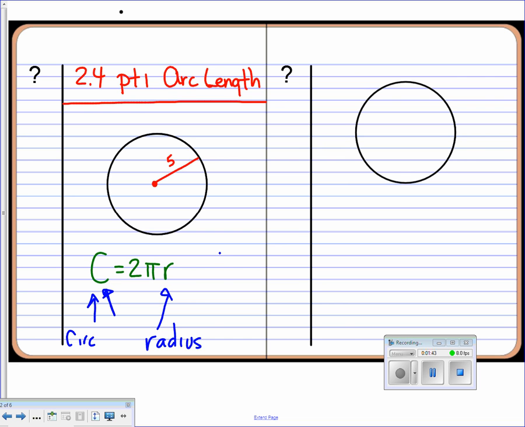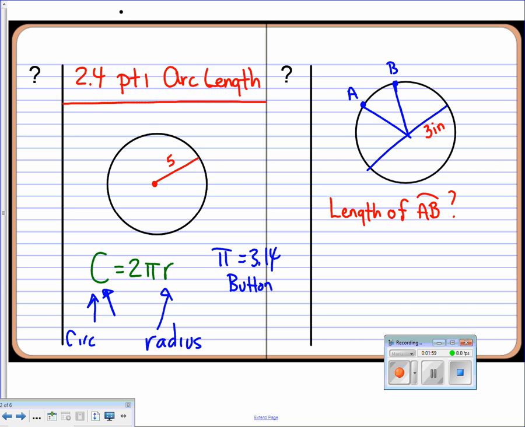Okay. As we go through here, I want you to use pi as 3.14 or the button on your calculator. Okay, that'll just be a standard thing from now until the end of the year. All right, let's take a look at where we're going to use this idea.